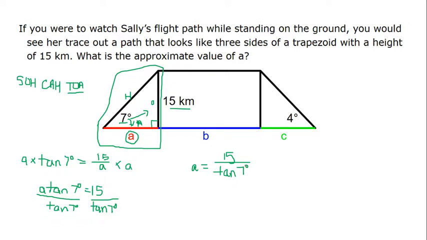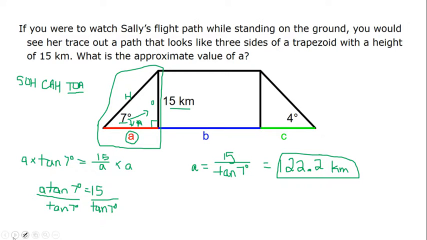So I'm now going to go ahead and type this in the calculator. Make sure that your calculator is in degree mode so that you can find the tangent of 7 degrees instead of tangent of 7 radians. So ensure that you're on degree mode, and when you type 15 divided by tangent 7 into the calculator, you get 122.2 kilometers when you round it to 1 decimal point. So the value of A is 122.2 kilometers.